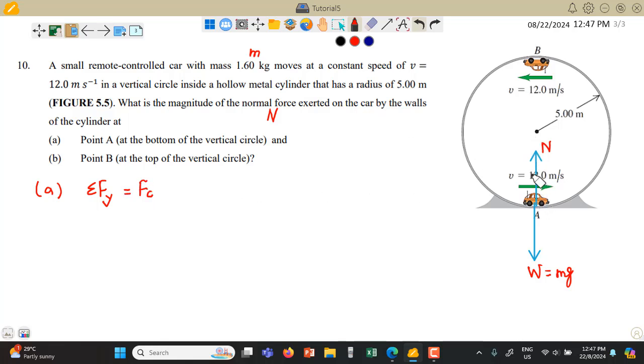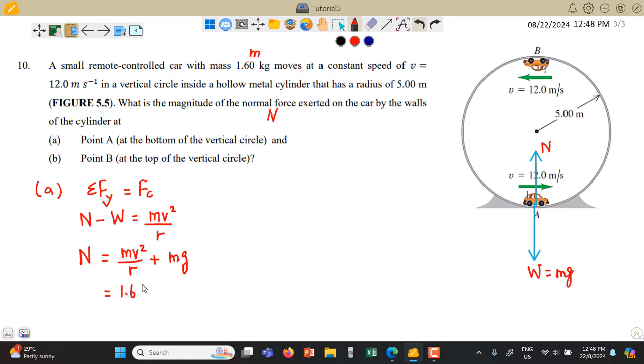Normal force is pointing towards the center of the circle. Weight is pointing away from the center of the circle. So we are going to have N minus weight equal to Fc. This Fc can relate with the mass of the car and also the linear speed of the car, whereby Fc is mv squared over r. So we arrange the equations. We can calculate the normal force exerted on the car, in which it is mv squared over r plus weight mg. Then you can pause the video and do the substitution of the values.